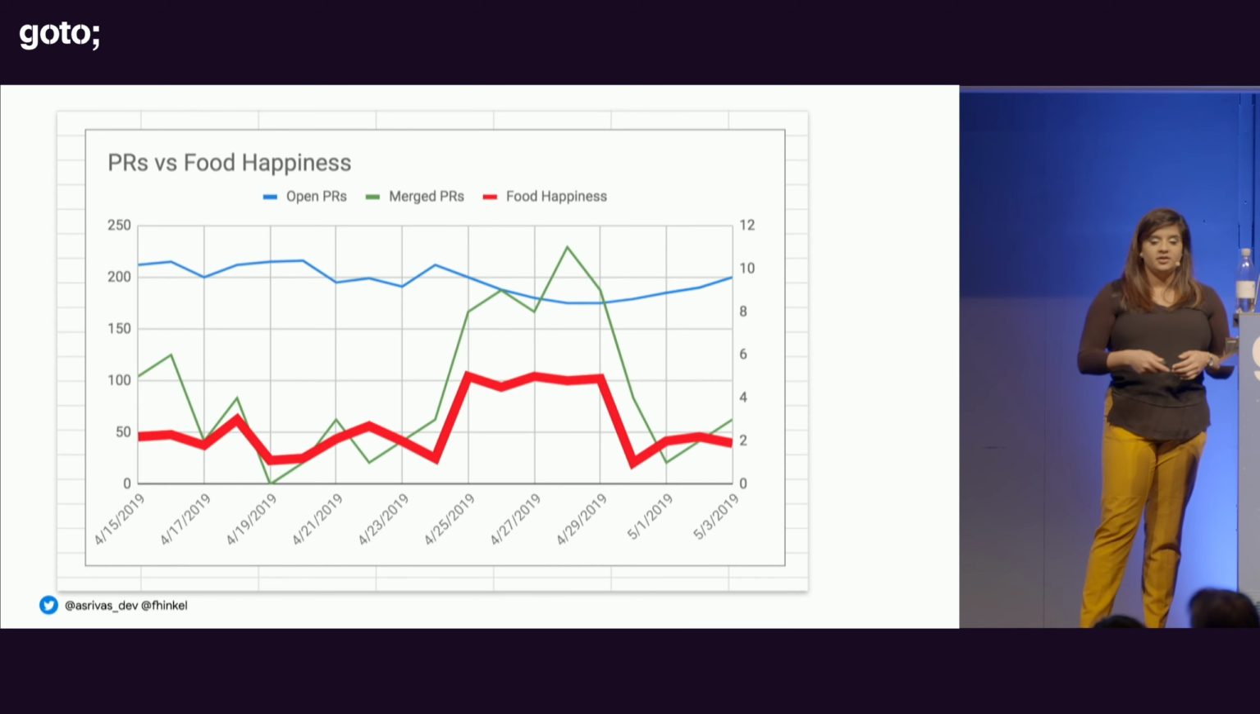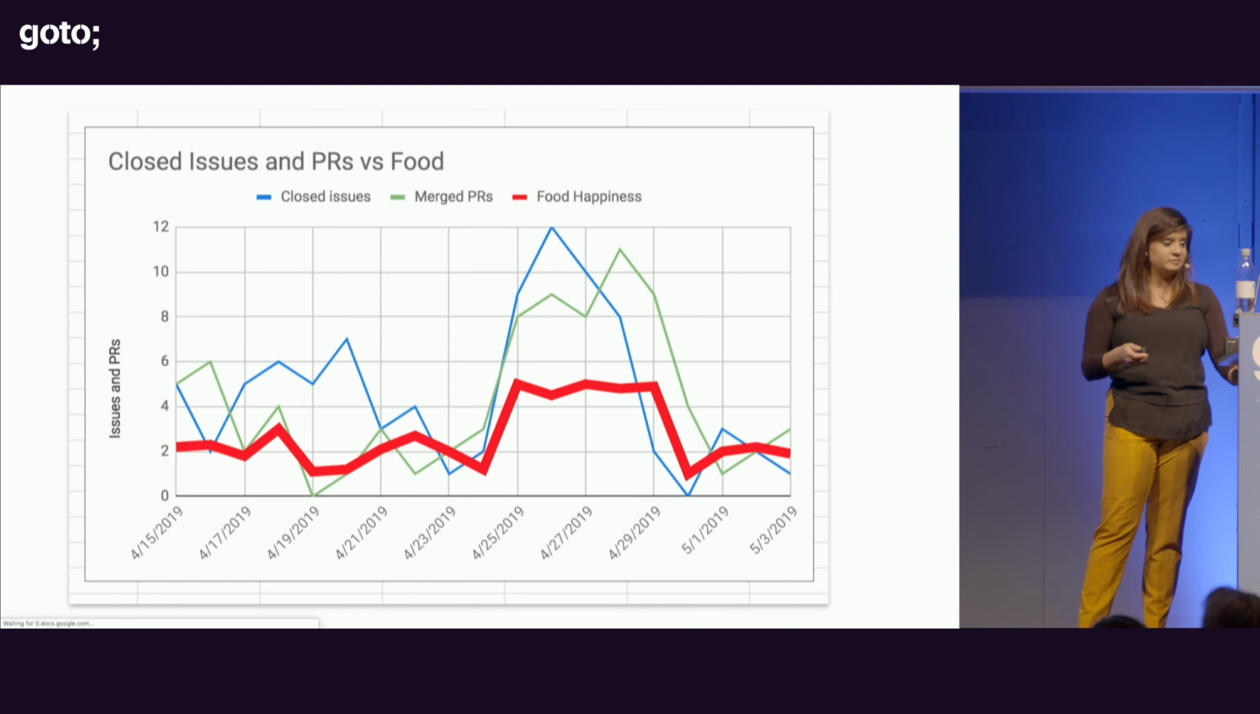So here are some more charts. Again, if we pull out the signal from the noise, we can actually see a little bit of a correlation. Again, more good charts. This one is closed issues versus PRs versus food, so both of the things that we were looking at.